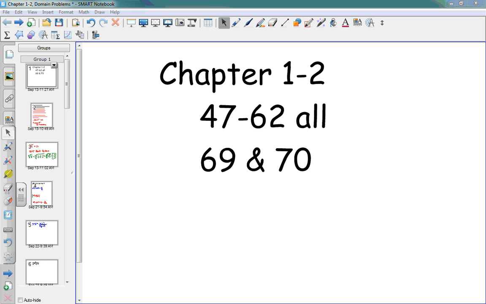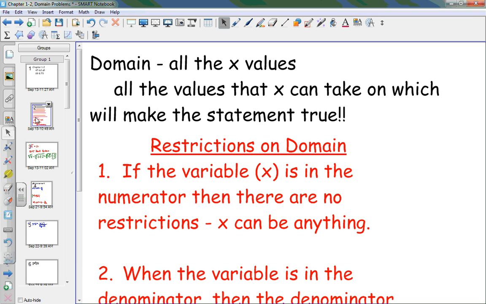Okay, now, here we go, notes. Today, what are we talking about? We're talking about domains. Yes, now we're talking about restrictions on domain. So, start writing. Domain: all the x values, all the values that x could take on which will make the statement true.